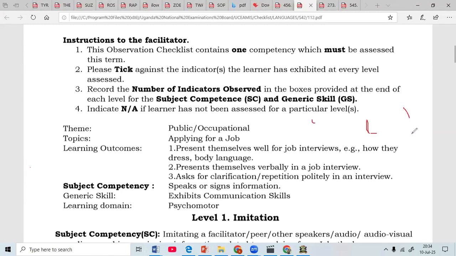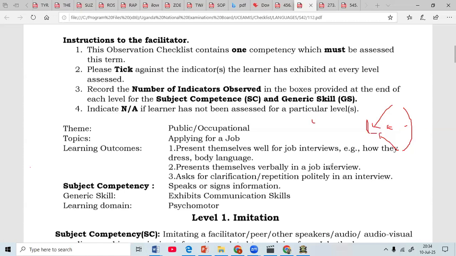Then you have a panel of different students, maybe 3 students, to fire questions at this particular child. Let this one fire a question. Let this one fire a question. Ask them, tell us about yourself. What are your qualifications? And then check how the child communicates verbally. How does he express himself? Then you are looking at that particular skill.